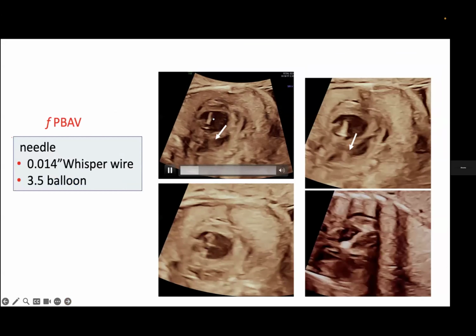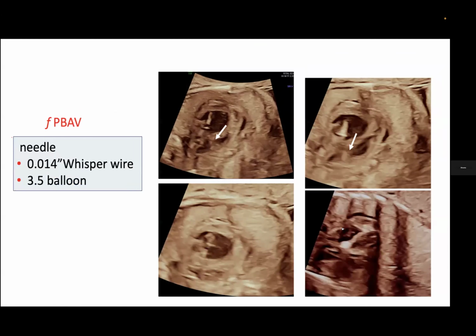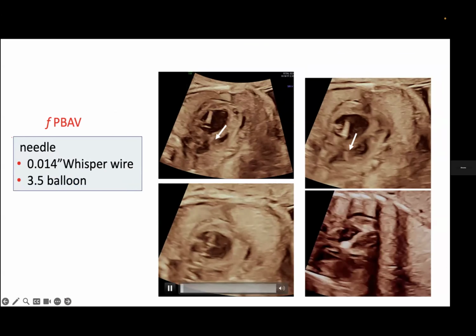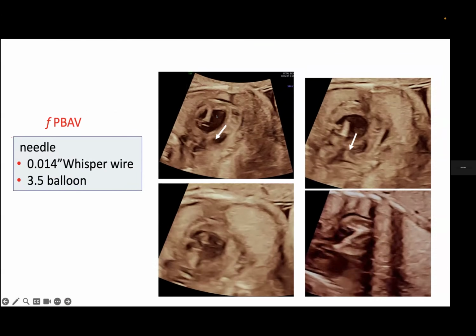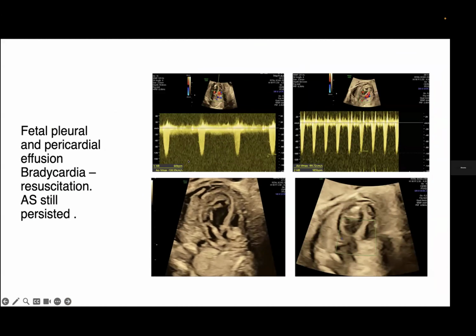So initially we went ahead with the needles that we had earlier, and we passed the coronary wire and a 3.5 balloon, and the procedure was successful. So as we know that we have punctured the heart, what would happen once you puncture the heart and you try to withdraw the needle?